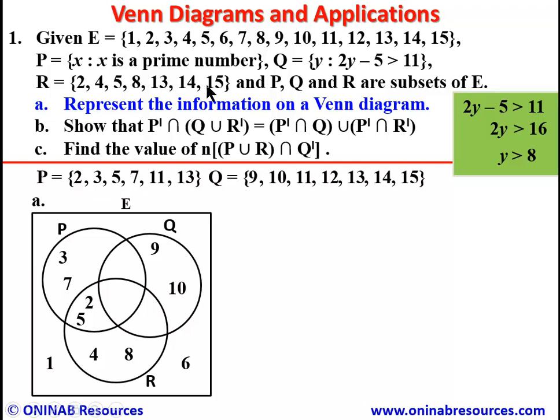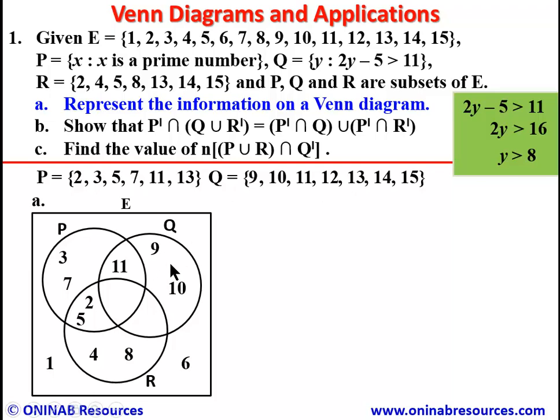11 is not in R, it is in both P and Q. So it is P and Q only. The region for P and Q only is this. So we have it there. We go for 12. 12 is not in R, 12 is not in P, it is in Q only.